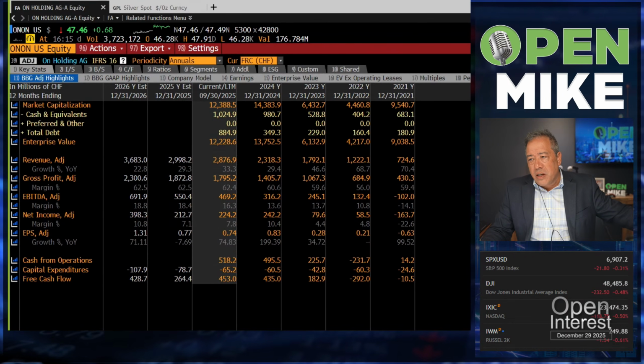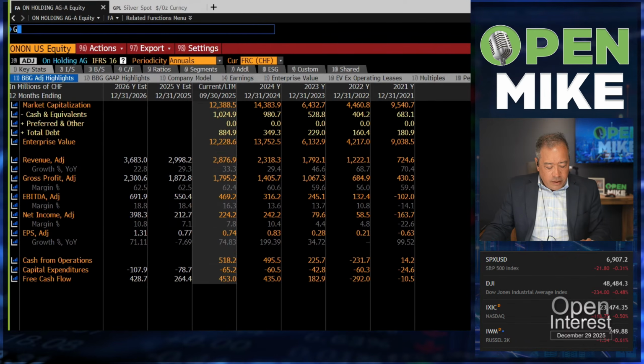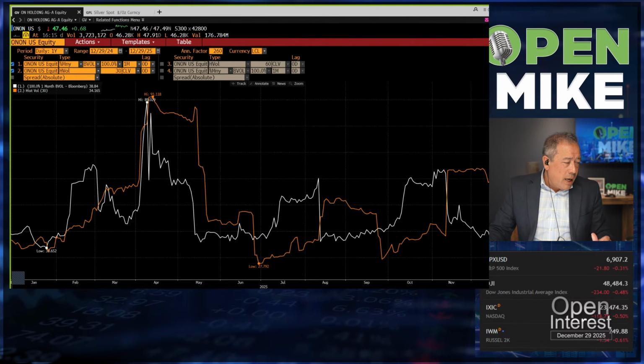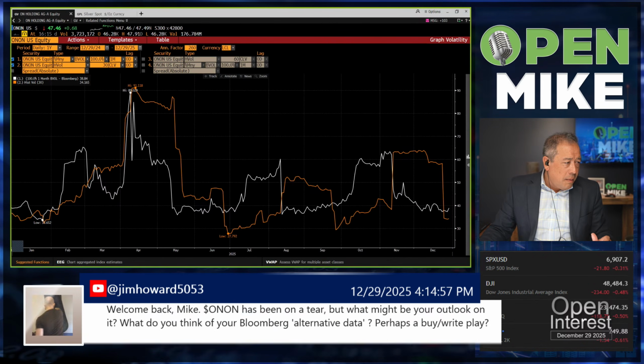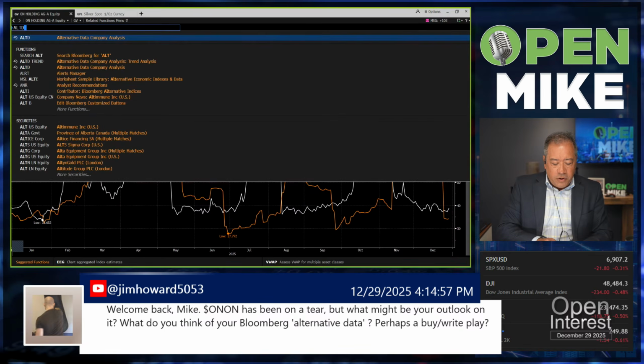Very solid free cash flow growth is anticipated. So I think that is certainly a positive. In terms of volatility, which is what we're going to look at if we're interested in a buy right on holdings. You wanted to see some of the alt data. Let's look at that first.